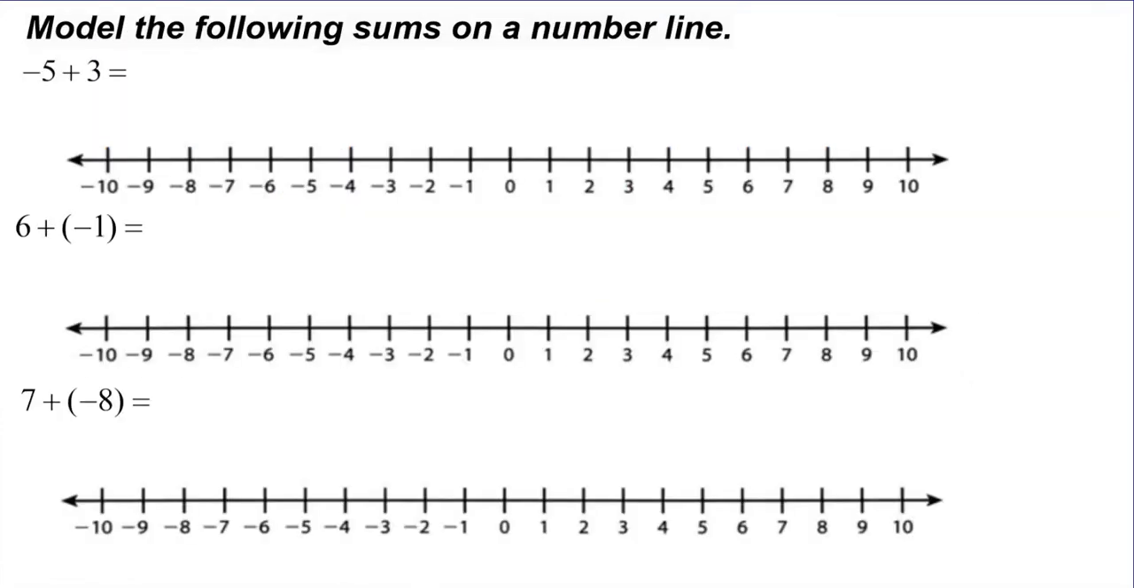So let's again model this on the number line so we can kind of conceptualize this a little bit better. Negative 5 plus 3. So again, I'm starting at 0 and I'm going to move 5 in the negative direction. This is negative 5. And from there, I'm going to turn around and move 3 spaces back to the right. That's going to put me at negative 2. Negative 5 plus 3 is negative 2. That's what that looks like on the number line.